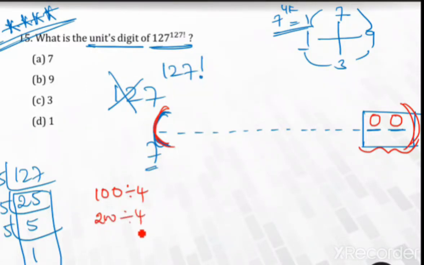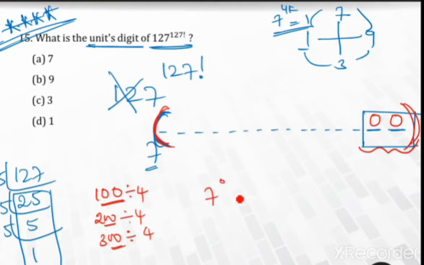Now is 200 divisible by 4? Yes, 50 times 4 is 200. What about 300? Yes. If a number ends with two zeros, then that number is completely divisible by 4. Completely divisible means you are not getting any remainder, so the remainder will be 0.